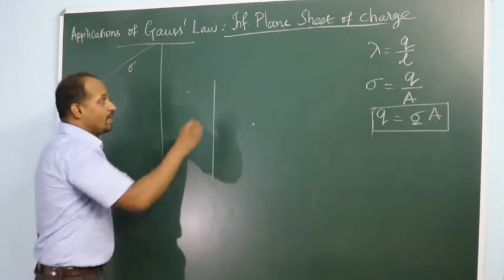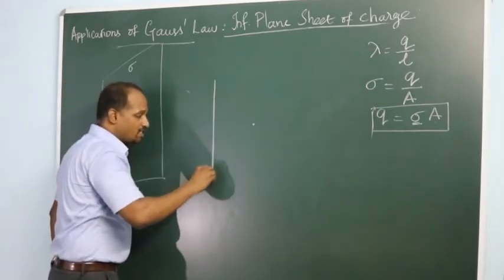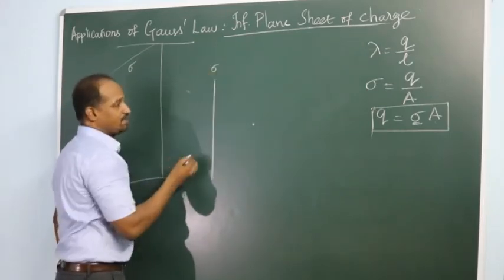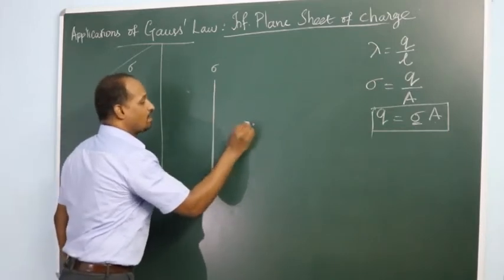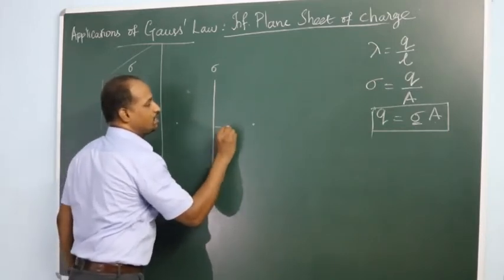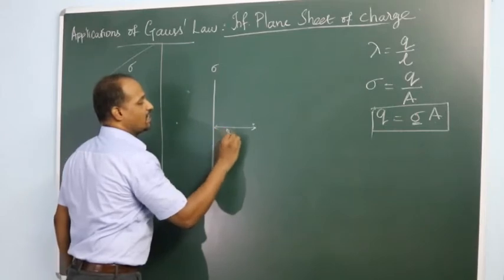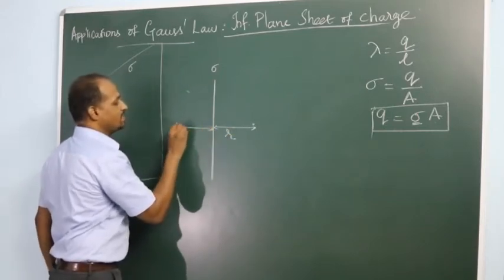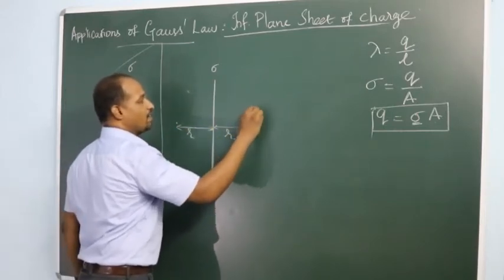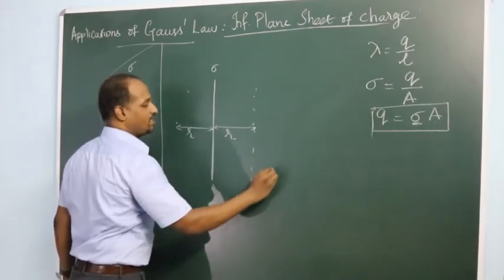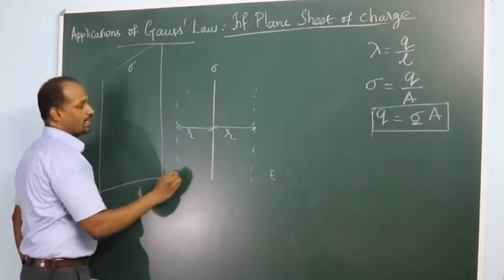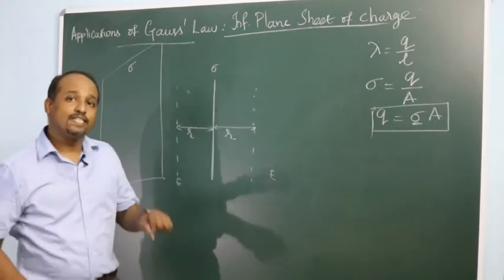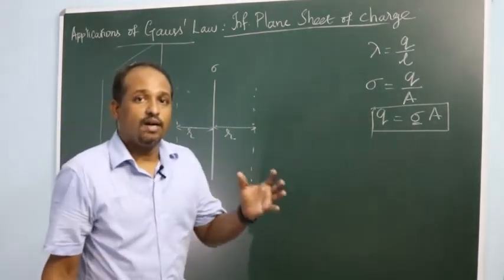If it is a sheet of charge with surface charge density sigma, then on either side at equal distances, suppose this is at a distance r and this will also be at a distance r. If here the electric field at all points is E, here also at all points the electric field will be E. So the challenge is to imagine a Gaussian surface.